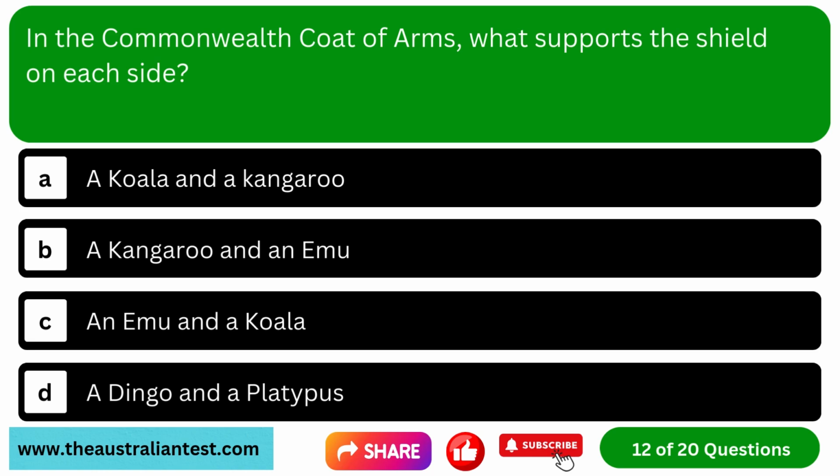Question 12. In the Commonwealth Coat of Arms, what supports the shield on each side? Option A. A koala and a kangaroo. Option B. A kangaroo and an emu. Option C. An emu and a koala. Option D. A dingo and a platypus.